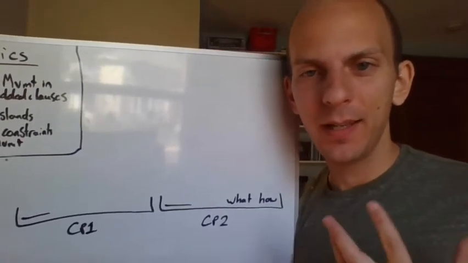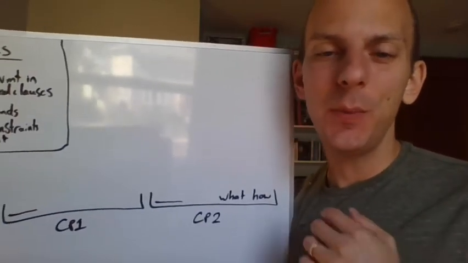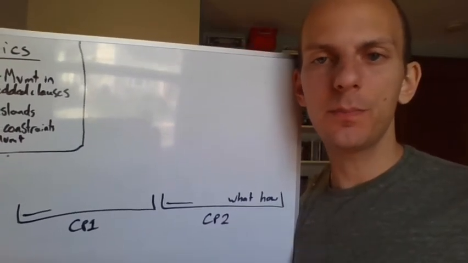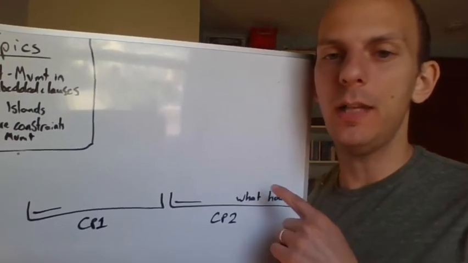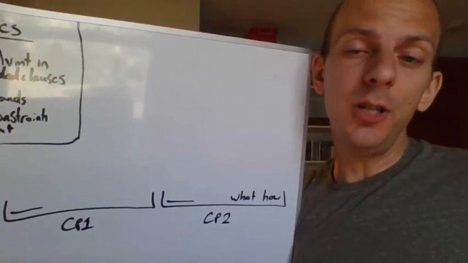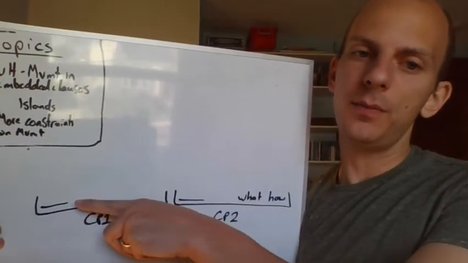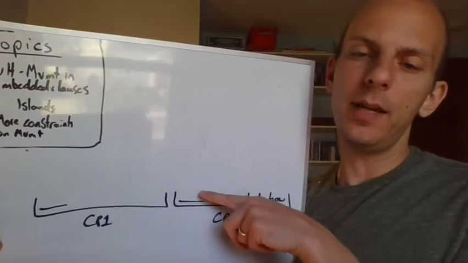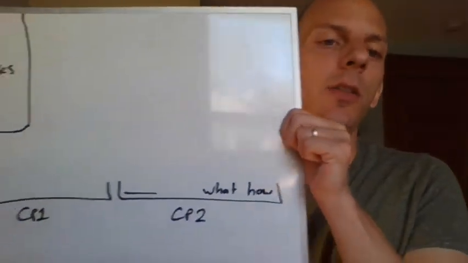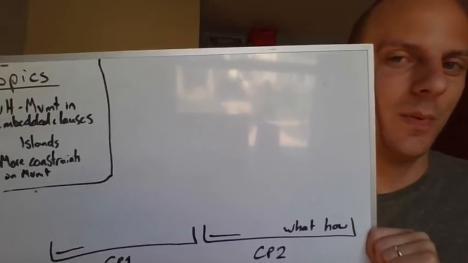But the question we need to ask ourselves is, can you do both at the same time? We have two things to move. We have two slots to move them to. And we've seen that any of those possible combinations are fine when given any one WH word. But theoretically, we should be able to have two WH words, a what and a how, where one of them ends up in this higher CP and one of them ends up in this lower CP. That should be theoretically possible, given all that we know, given our system of grammar up to this point. Do you think it's going to be possible?